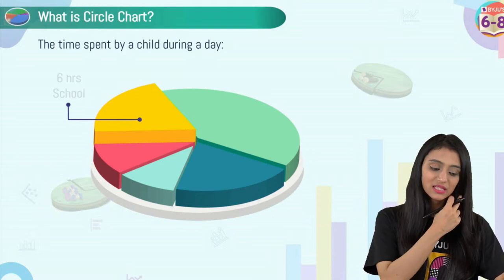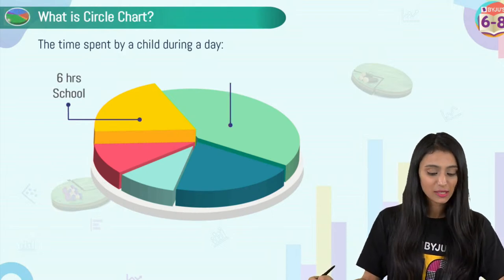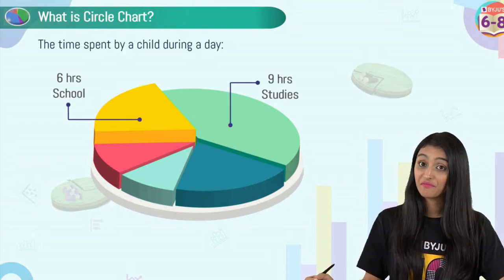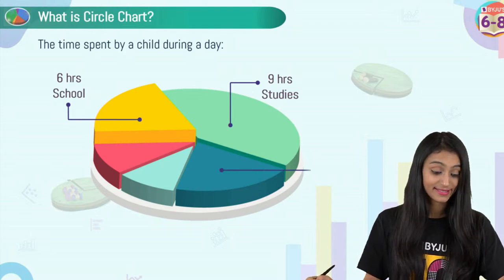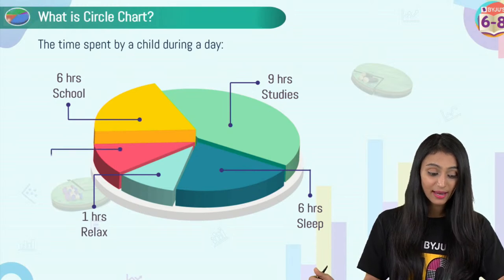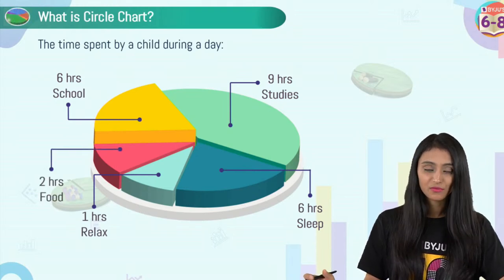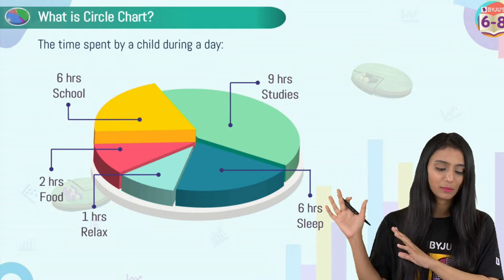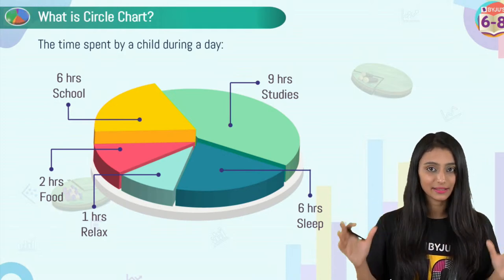Now, let's suppose this child spends 6 hours in school, 9 hours of studies, very studious, I must say. 6 hours sleep, 1 hour he relaxes, and the last 2 hours for having food. This is his timetable. That's how he's spending time the entire day.